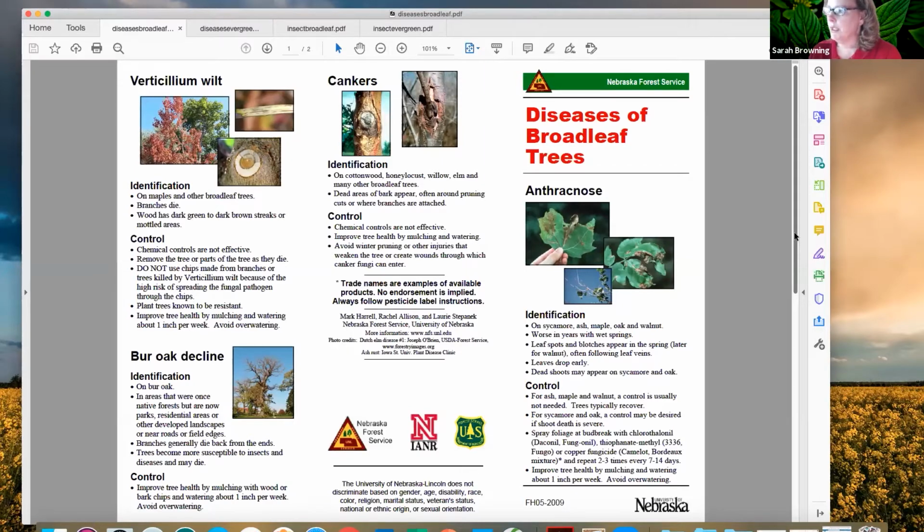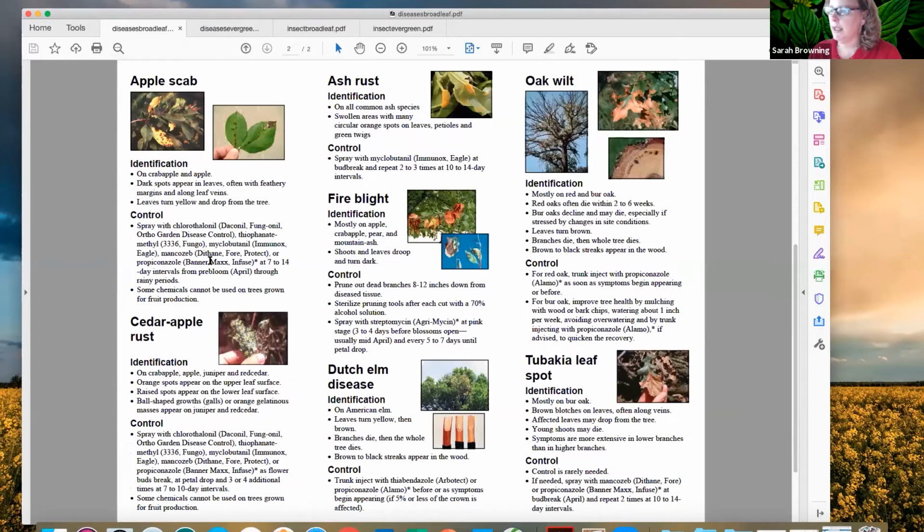So here for diseases of broadleaf trees, you can see we're talking about leaf diseases like anthracnose, cankers, verticillium wilt. On the second page of this, they get into apple scab, cedar apple rust, and so on. So they cover some of the most common diseases that we deal with in our trees in Nebraska. So I would really encourage you to refer to those publications, and they provide a lot of great information.